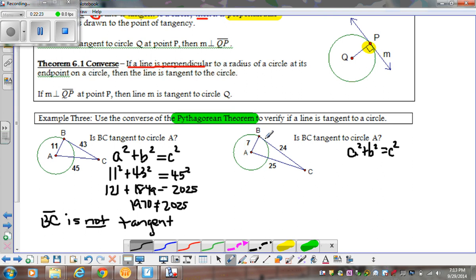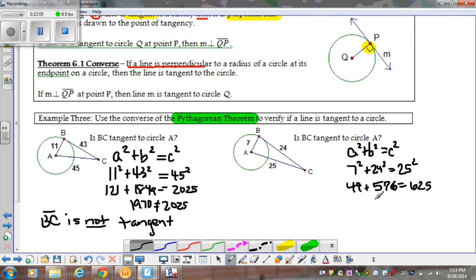So A and B. Let's just say A is 7, so we'll go 7 squared plus 24 squared equals my hypotenuse, which would be 25 squared. That's my longest side. All right, so let's go through and evaluate. 7 squared, which hopefully you know, is 49. We know that 24 squared is 576. There's a 5, there's a 7, and there's a 6. That's a 6, I promise. Equals, we know that 25 squared is 625.